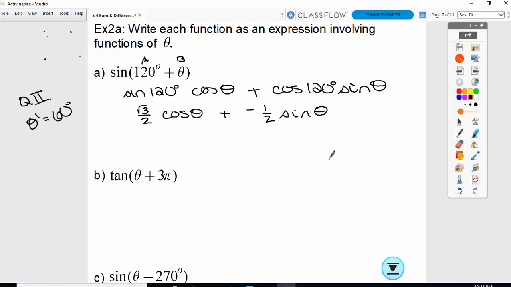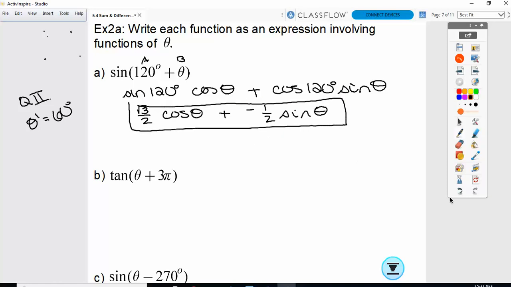Anything else I can do from here? That's as simplified as it goes, because we don't have any like terms. So you just simplify whatever you can.